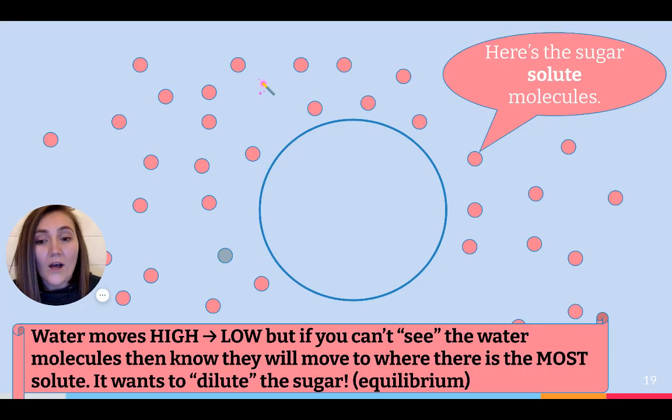So remember, water moves from high to low concentration, but if you can't see the water molecules, then know that they will move to where there is the most solute. So in this case, the most solute is on the outside of the cell. So the water wants to dilute the sugar. It wants to bring that cell to equilibrium. In order to do that, the water's got to leave and head to the outside.